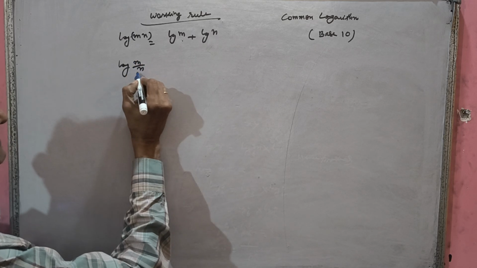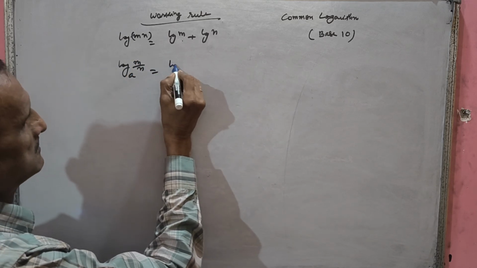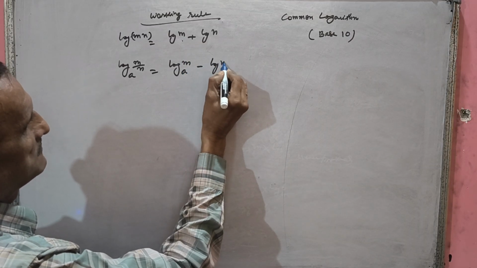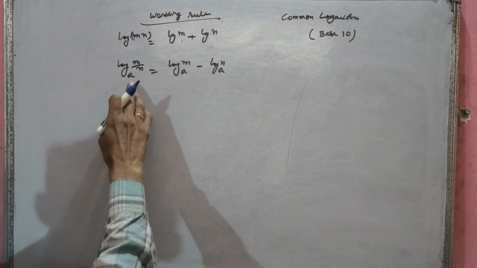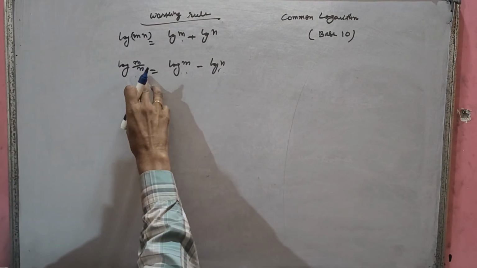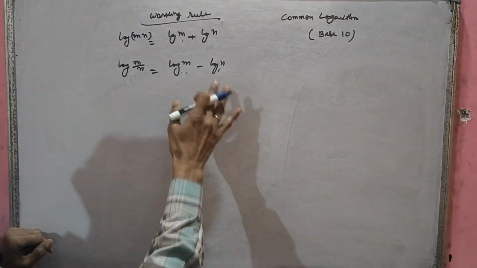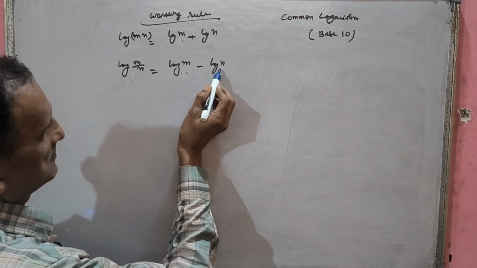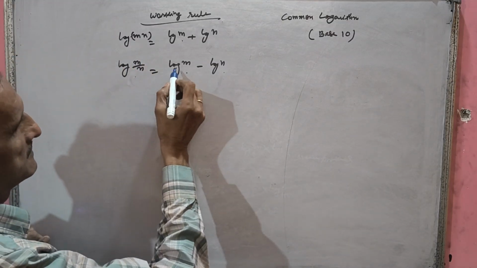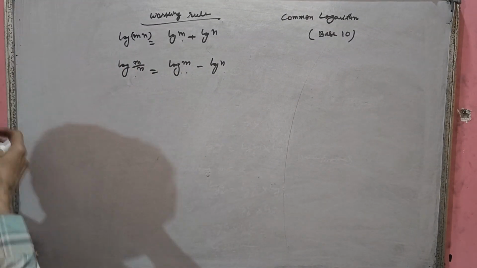Similarly, this one also. We have log m by n to the base a equal to, what is the property? Log m to the base a minus log n to the base a. If the base is not on this side, then on this side also you can remove it. So for divide, what will you write? Minus, or vice versa. Log m minus log n can be log m by n, or log m by n can be log m minus log n.